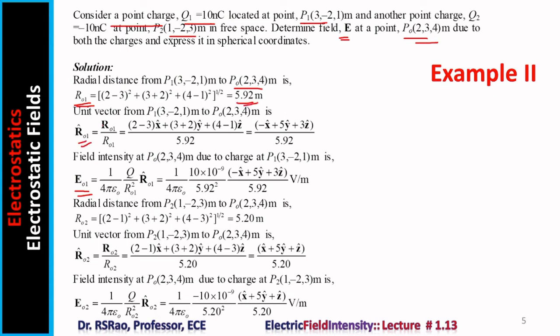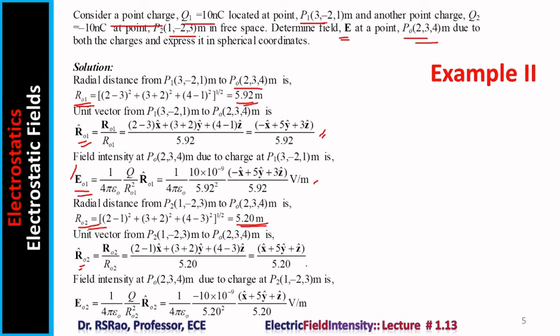R01 cap is vector R01 by distance R01, resulting in minus x cap plus 5y cap plus 3z cap by 5.92. Substituting or using these two relations, R01 and R01 cap, E01 can be computed without any difficulty. Now we consider point charge 2. For this charge, R02 is 5.2 meters and the unit vector from P2 to P0, as we did in the case of point charge 1, in this case also we can do the same thing to find R02 cap as x cap plus y cap plus z cap by 5.20.